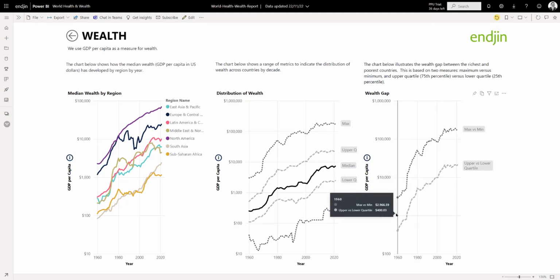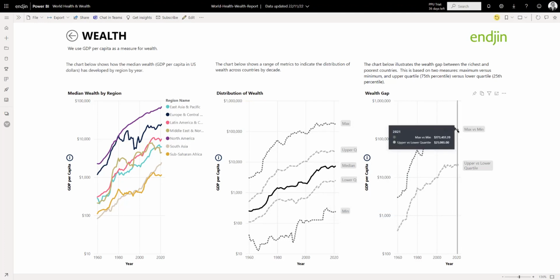So back in 1960, the max versus min was $3,000. Today, it's around $173,000. So it's increased by 2 orders of magnitude. So that feels like a trend that's going in the wrong direction.